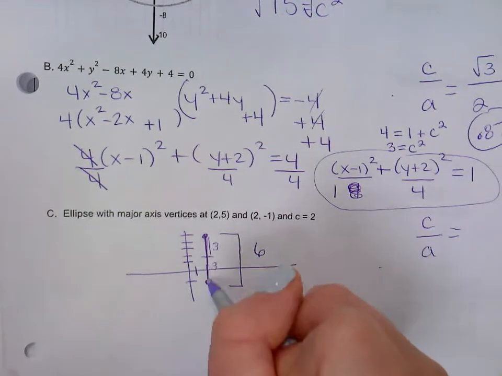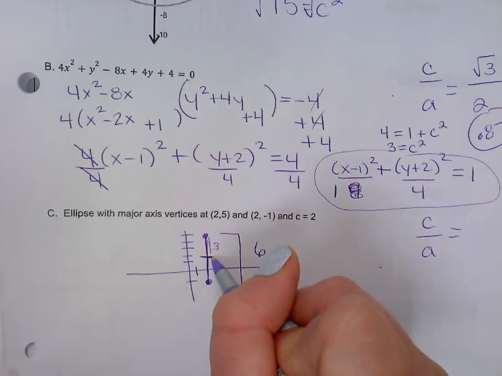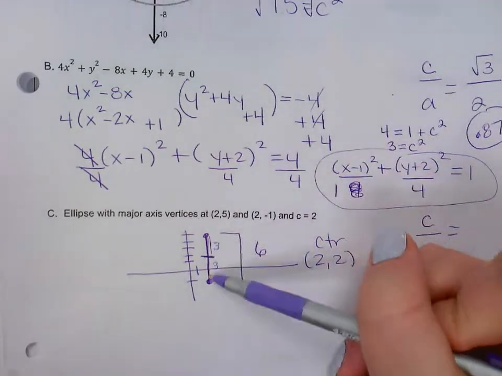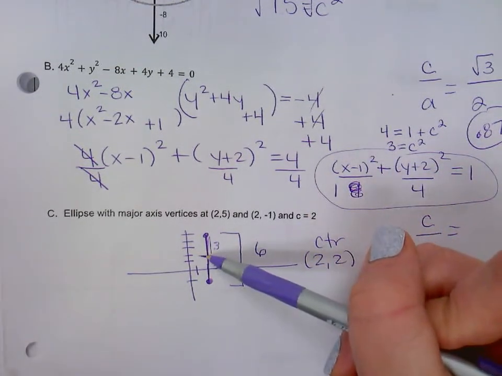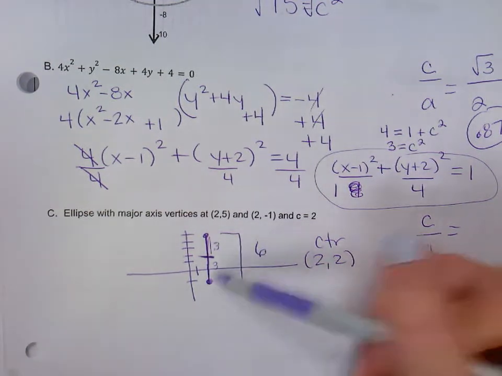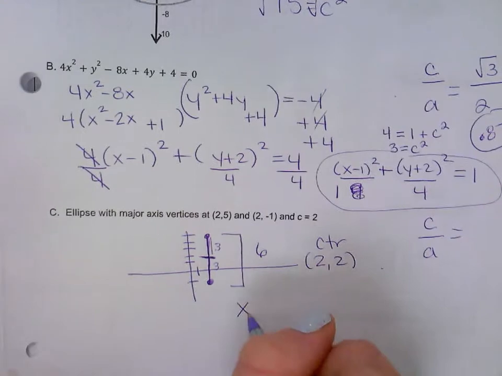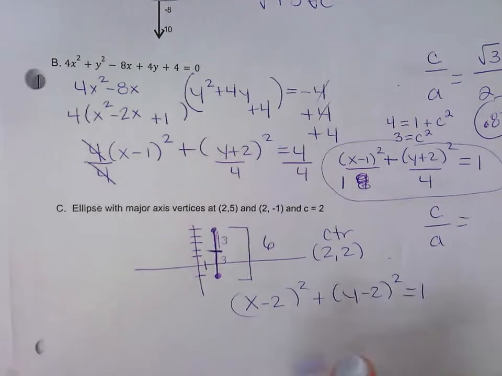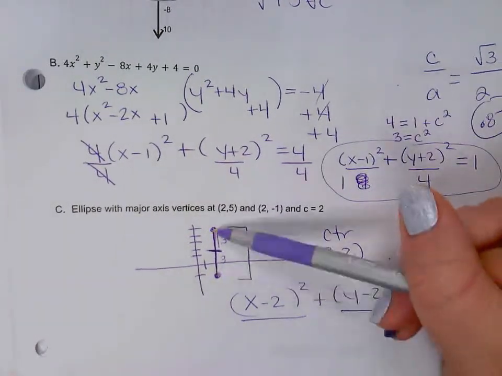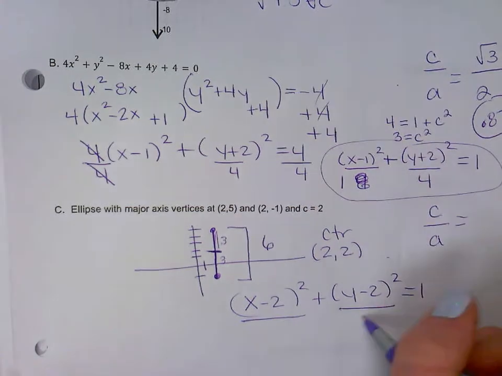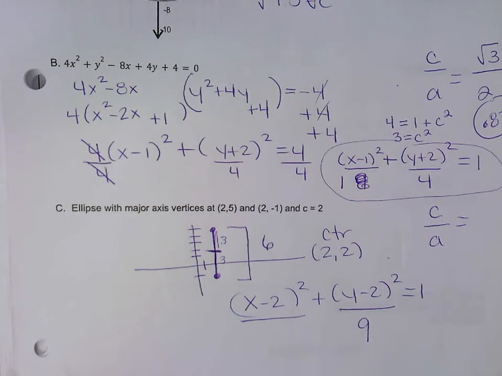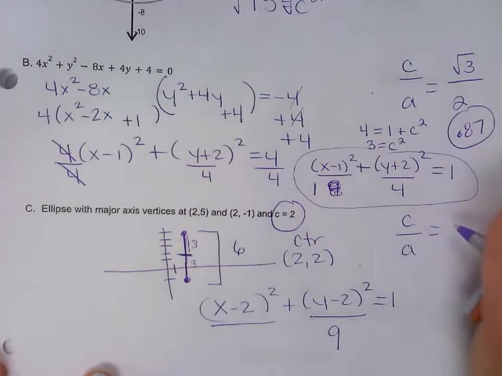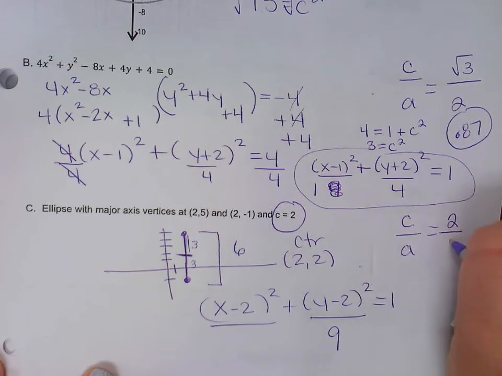And I can locate the center because it would be at (2, 2), right? Center at (2, 2). 2 for x, and then 2 is halfway in between -1 and 5. All right, so my ellipse is going to be (x minus 2) squared plus (y minus 2) squared equals 1. And the major axis was in the y direction. 3 squared is 9. So now I have to figure out, let's see, they told me c. So I'm just going to write that c is 2 and a is 3.